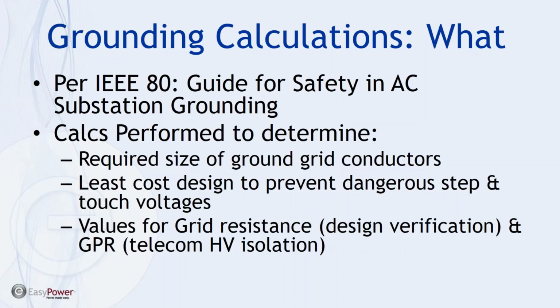The IEEE 80 standard outlines calculation methodologies that help determine the size of grid conductors required for the amount and duration of fault current, and helps determine the grid area, the number of ground rods, and the conductor spacing that could be used for a least cost design to prevent dangerous step and touch voltages. And finally, you can use the calculated resistance values to compare against actual grid resistance measured in the field for verification of design, or for additional items like ground potential rise calculations for specification of telecom HV isolation equipment.